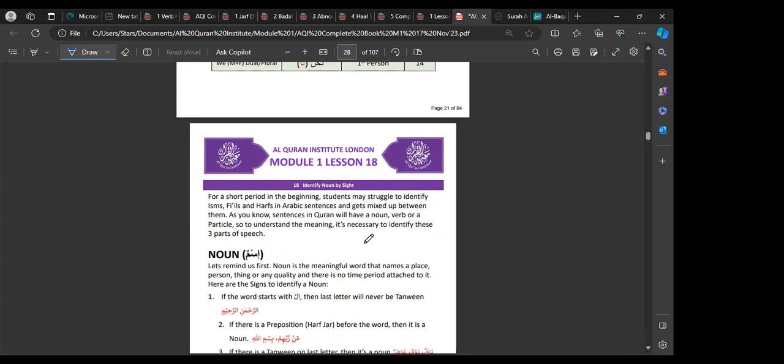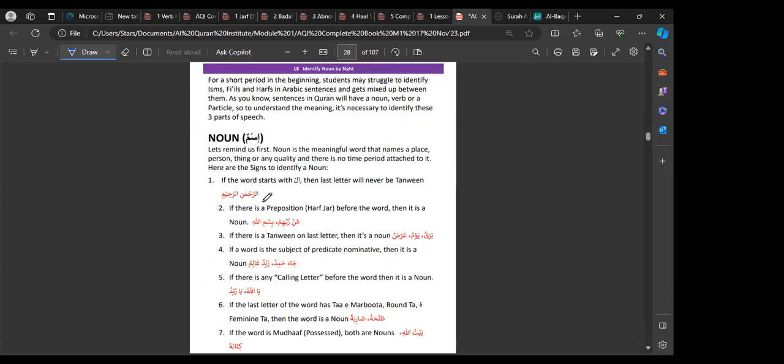So Bismillah, lesson 18. Identify nouns by sight. For a short period in the beginning, students may struggle to identify isms, fi'ls, and harfs, and get mixed up between them. And as you know, sentences, jumlas within the Quran will have a noun, a verb, or a particle, or a mixture between them. So to understand the meaning, it's necessary to be able to identify which word is which. If you know what is the noun, what is the verb, what is the particle, it will make understanding the sentence a lot easier. So Bismillah, we'll start with nouns.